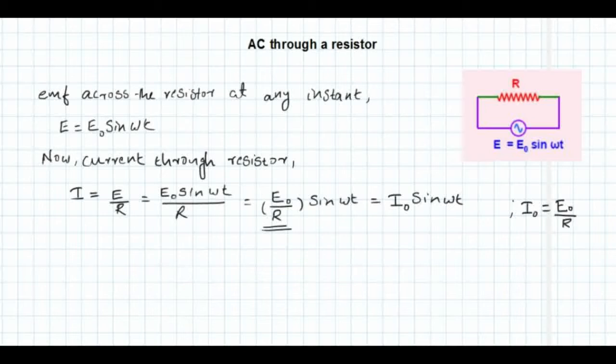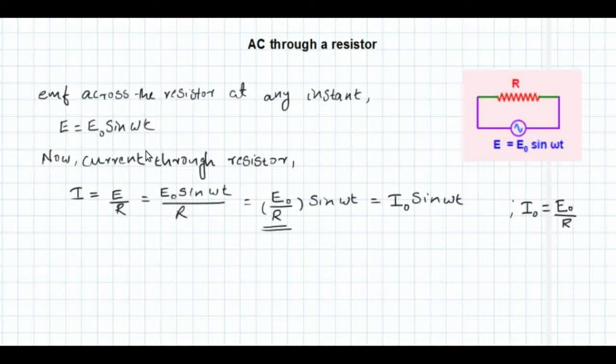So I is equal to what? I is equal to voltage divided by resistance. So E0 by R represents the I0. And what is E0 actually? E0 is the maximum value of the EMF. In this equation, E is equal to E0 sin omega t, E0 represents the maximum value of the EMF. And this maximum value could be on the positive side or on the negative side.